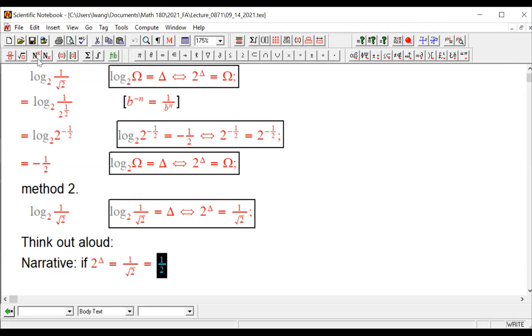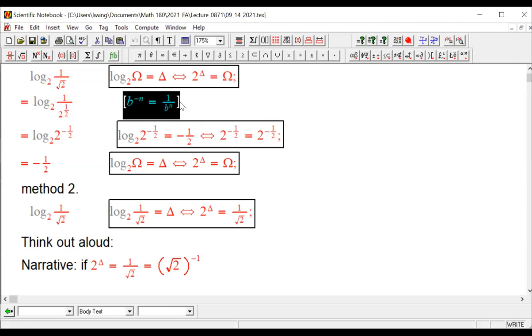You can say, okay, square root of 2, right? Raised to the power of -1. I'm using this guy. And then inside the parentheses, square root of 2 is 2 to the power of half.